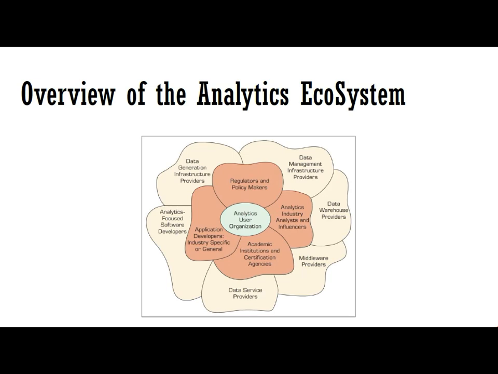Overview of the analytic ecosystem. Analytic users in the center. Regulations: what does the government and policymakers say we have to have? Analytic industries, influencers, academic institutions, application developers, data-generated infrastructure, data management infrastructure providers, data warehouse, middleware, data service providers, analytics-focused software. As you can see from the diagram, analytics is in the center. All this information has to come from somewhere. How do we gather this information? What are we doing with it? We apply the rules, and that's the decisions that we need to make on what's going to happen in the future.